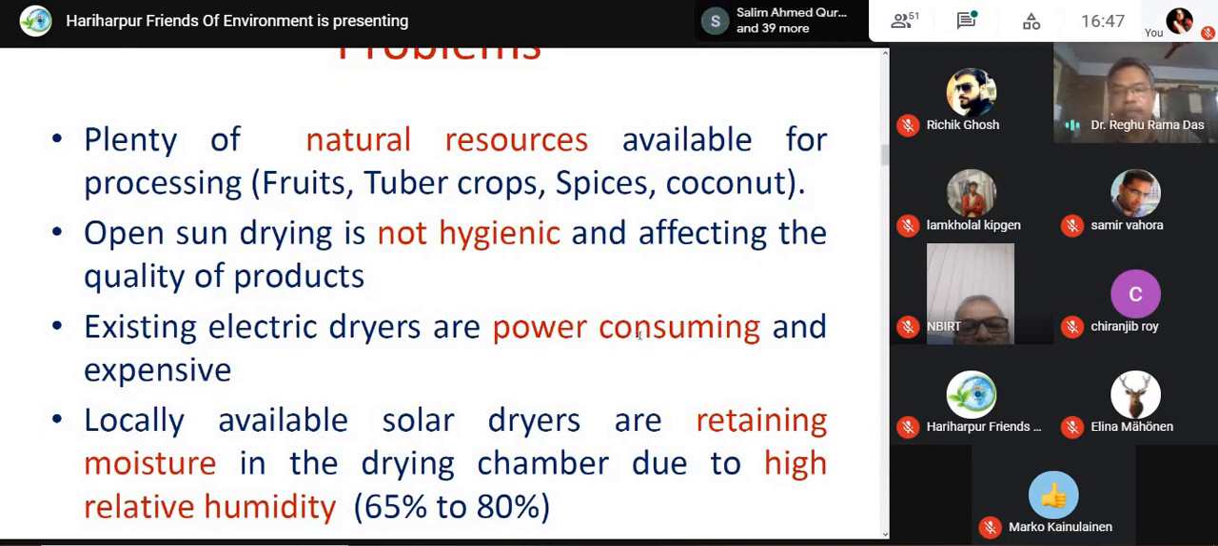Especially in Kerala, the humidity is very high. At the project location also, it's always raining and high humidity is recorded. So due to fungus attack and all, the shelf life of the products is very, very less.